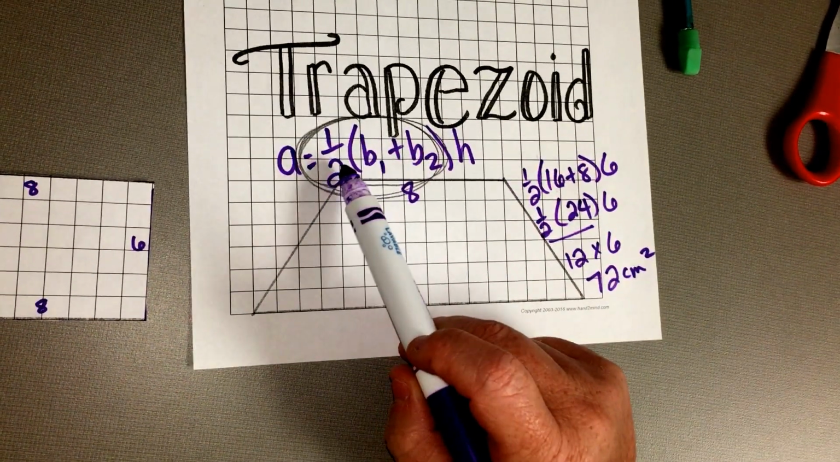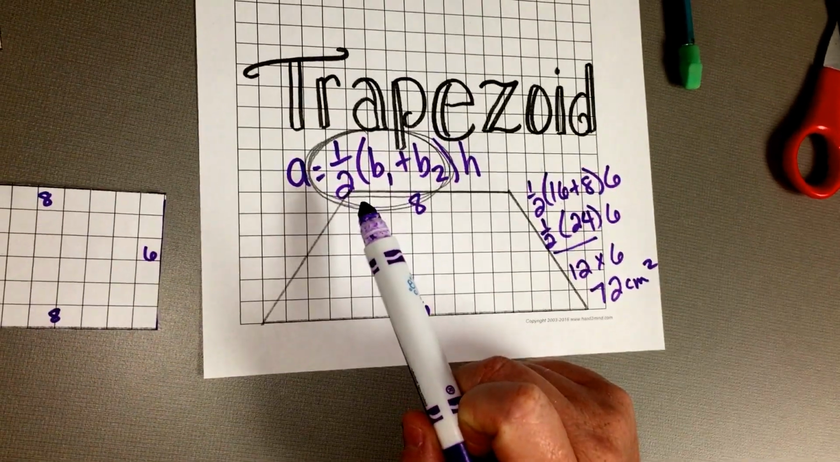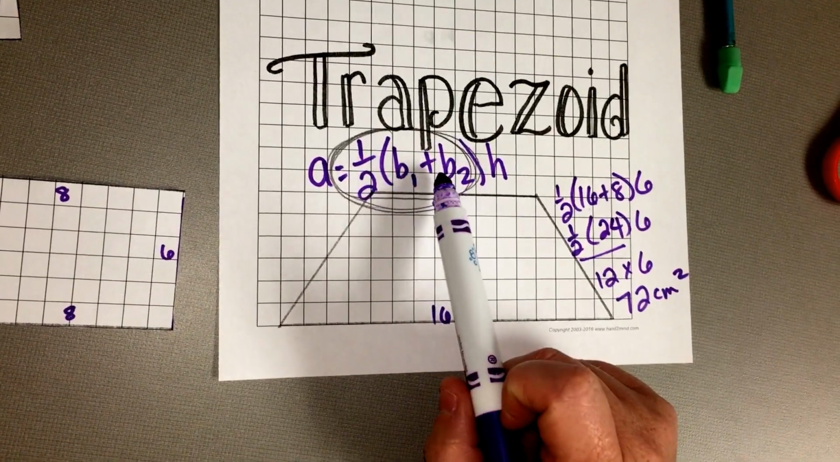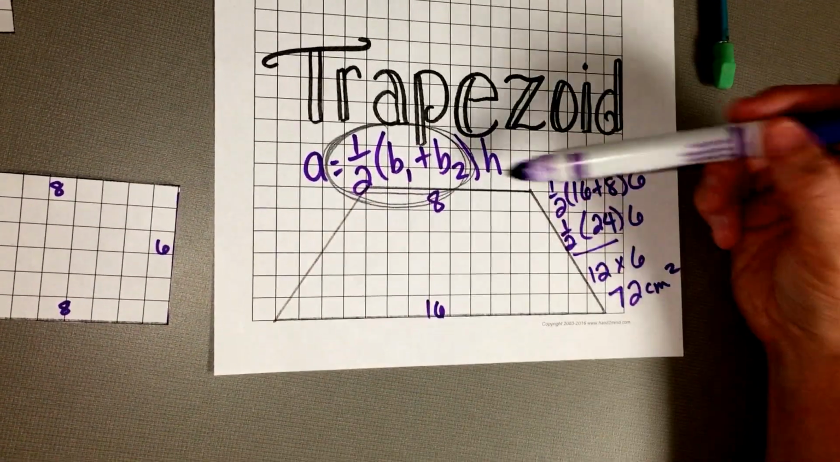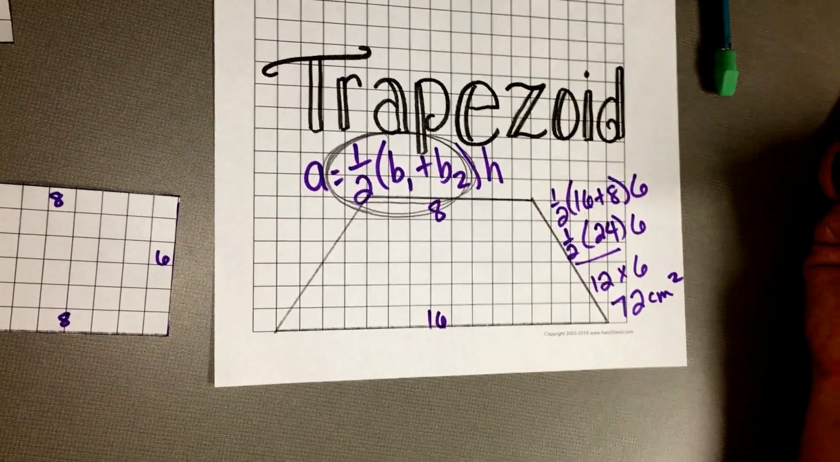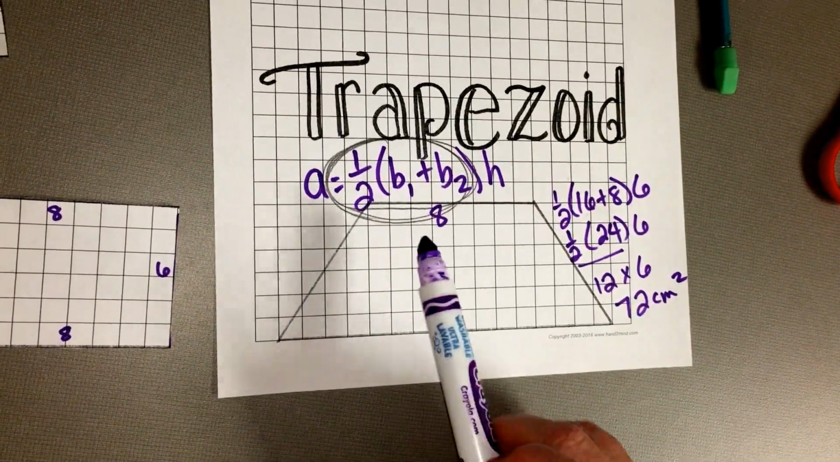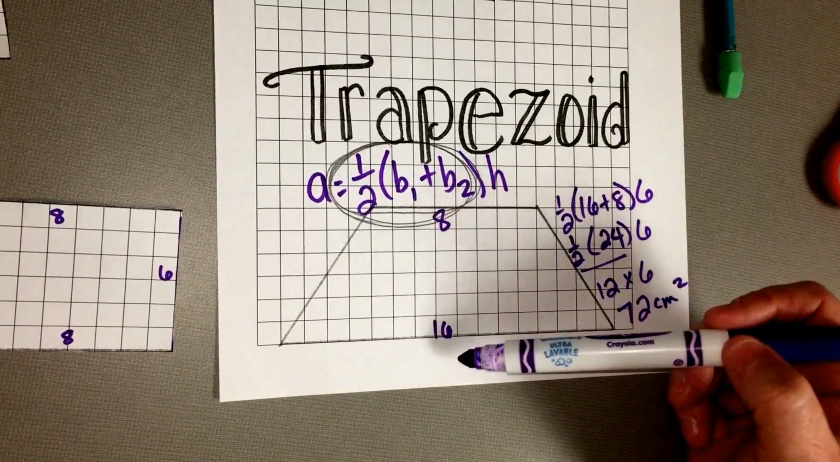Now, 1/2 of something, remember that's the same as dividing by 2. If I want to multiply by 1/2, it is the same as dividing by 2. So you add them together and divide by 2, and then you just multiply by your height. We are not able to use 16 or 8 as our base. We have to find the average of the two.